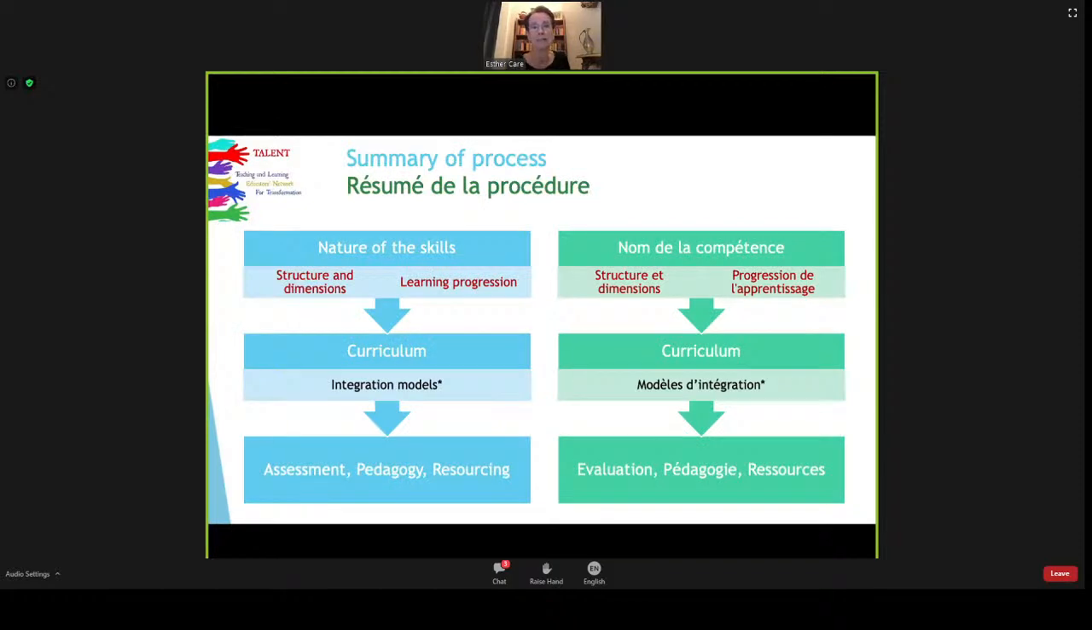So you may recall from the last session this process approach, which I showed briefly. What this does is identify the directive power of the nature of the skills on how we then integrate within curriculum and how we support it through pedagogy, assessment and resourcing. So if we want to integrate 21st century skills learning opportunities, then the essential step is understanding the nature of the skills, its structure, its components, and also how it develops or progresses, i.e. learning progression. Then we can look at how we can integrate the skills into curriculum and support it through these other areas of assessment and pedagogy and so on.